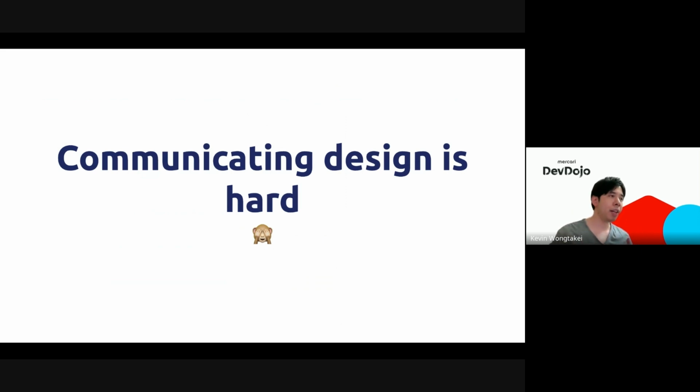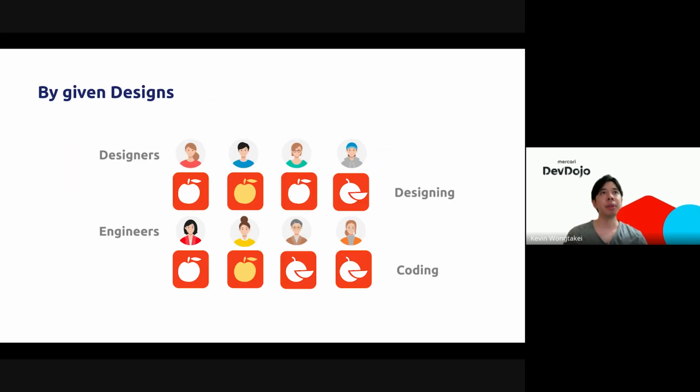Another example as to why we need design systems is that communicating designs between designers and other stakeholders is hard. It's a hard activity. To illustrate this, let's take an example task in which we want to display an apple. In the top row, we have designers, and in the bottom row, we have engineers. Let's say we have multiple designers and multiple engineers working on this apple. Each designer thinks of their own version of the apple. It may look similar, or it may have a different color, or it may even look like a different fruit.